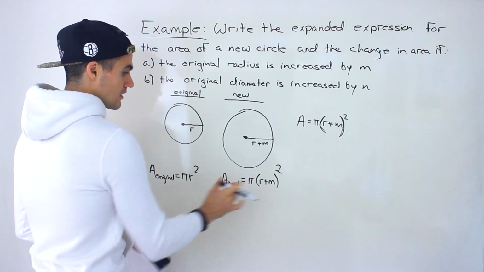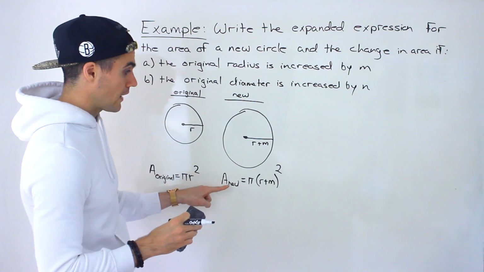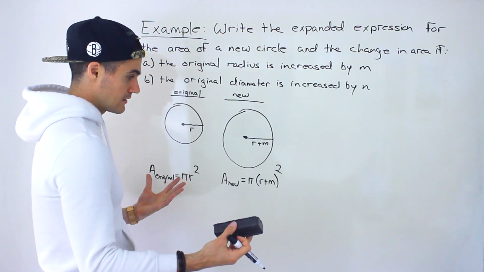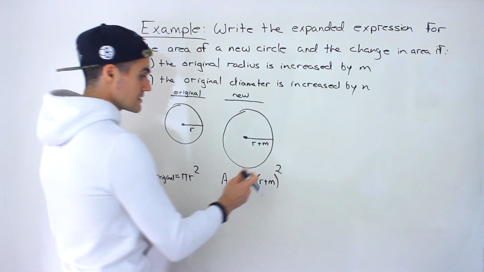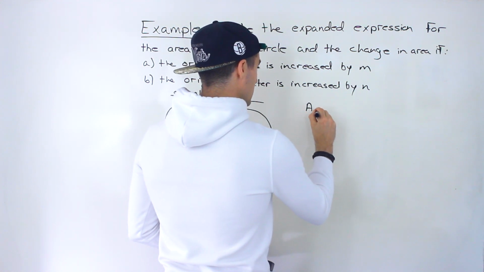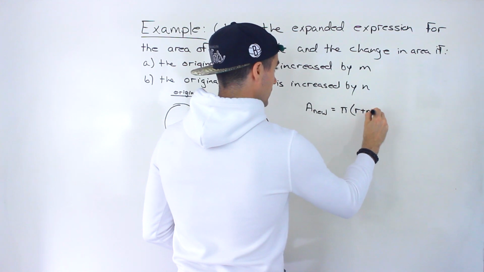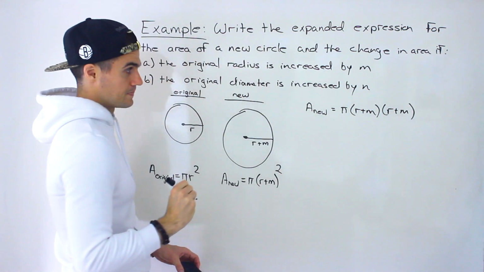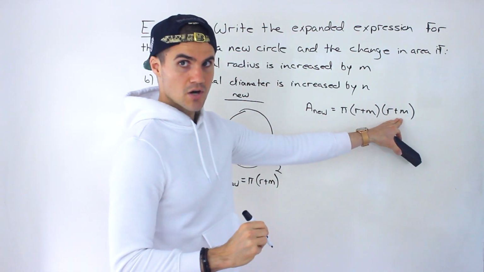Okay, so this here is the expression for the new area. However, they want an expanded expression. So we can't just leave it like this. We have to fully expand this. So the way we would do that, let's actually do it on the side here. So we'll have pi, and then we could rewrite this as r plus m times r plus m, like that, right? This r plus m squared is like r plus m times r plus m.